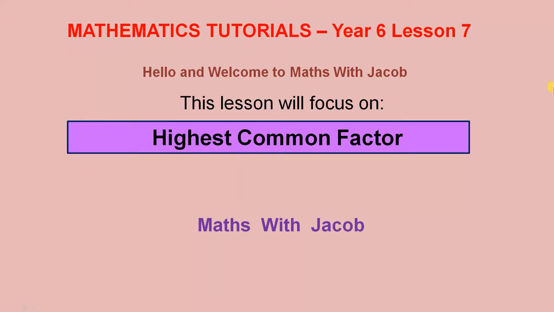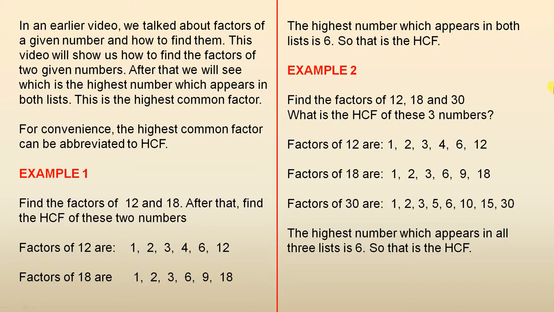This lesson will focus on highest common factor. In an earlier video we talked about factors of a given number and how to find them. This video will show us how to find the factors of two given numbers. After that we will see which is the highest number which appears in both lists. This is the highest common factor. For convenience, the highest common factor can be abbreviated to HCF.